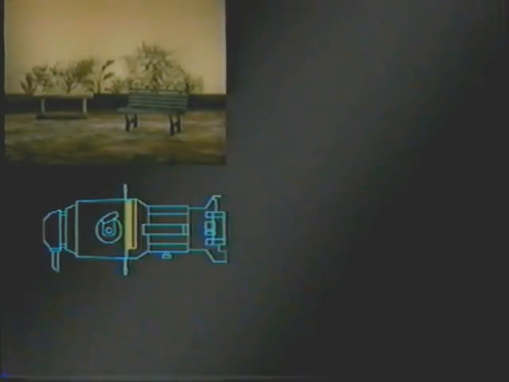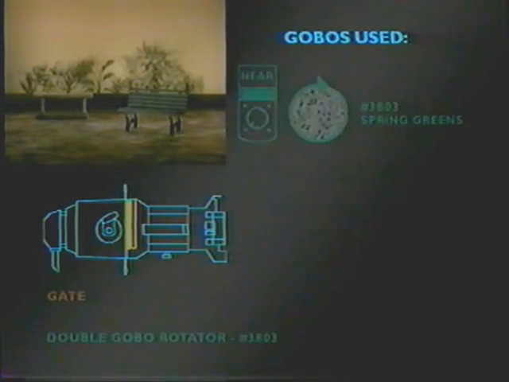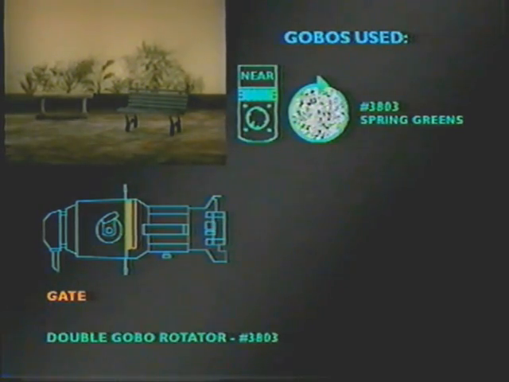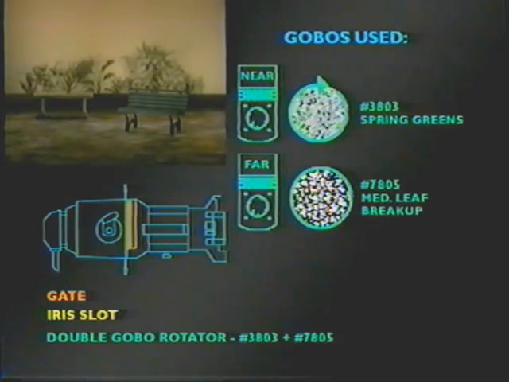This moving leaves projection utilizes a steel pattern and a prismatic. Prismatic number 3803, Spring Greens, is in the double gobo rotator. Position it in the near wheel of the rotator, the one closest to the back of the light. In the far wheel of the rotator, use steel pattern number 7805, Medium Leaf Breakup. Other breakup patterns could be substituted for 7805.